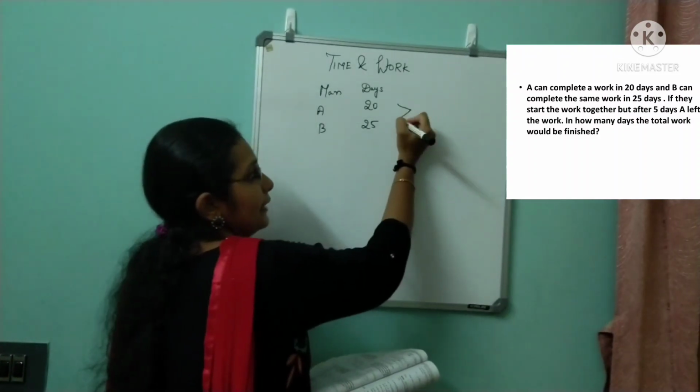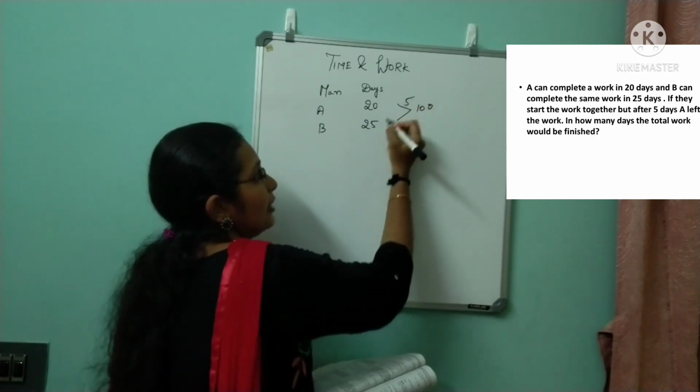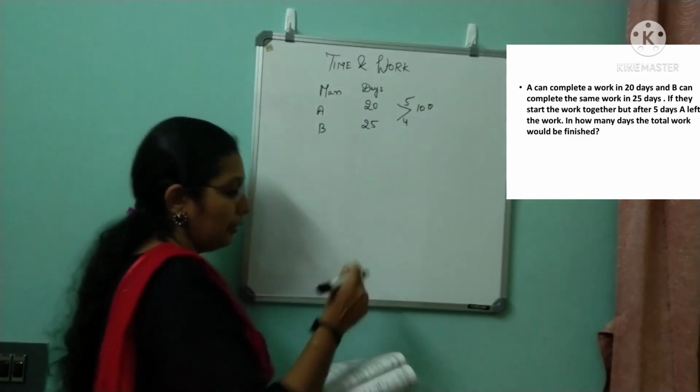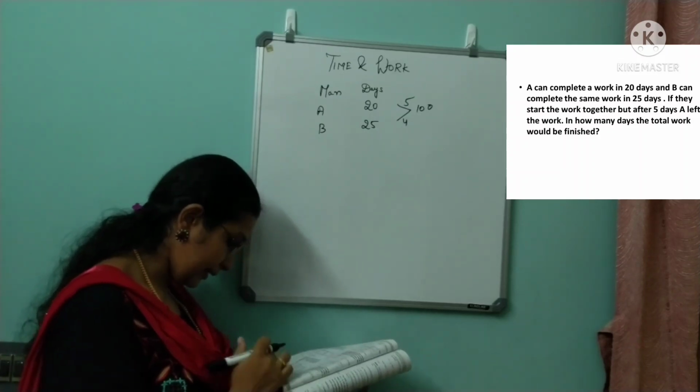So first find the LCM. LCM is 100, right? Yes. So 25s are 100 and 25 4s are 100. So what they are saying? First we found the number of units and their efficiency.